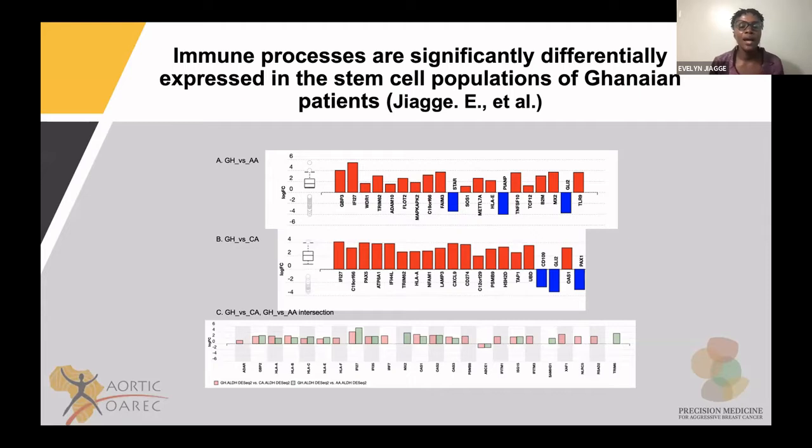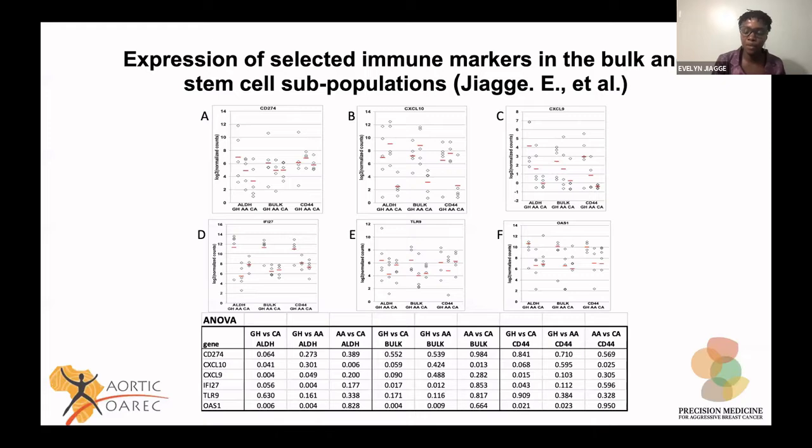When you go further to look at the specific genes that are expressed in the African tumor, in this case the Ghanaian tumors, compared to both the African American and the Caucasian tumors, we see that the genes that are being overexpressed are very different in the Ghanaian tumors. Again, this buttresses the importance of studying these tumors as they are, and not taking findings from other places. Now we are beginning to look at very specific genes.